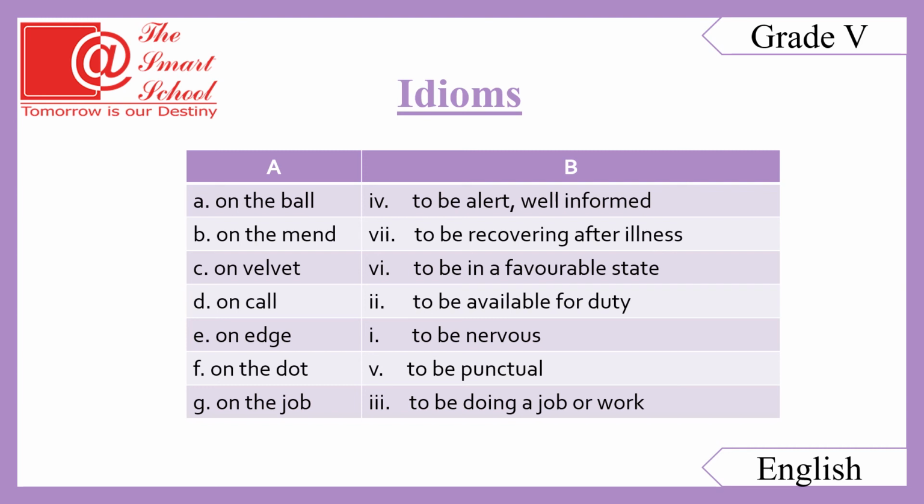I have written the numbers as well so that you can easily match columns A and B. The homework that you got today is question number 2 on the same page, textbook page 48, which says use the idioms above in sentences of your own. The idioms are on the ball, on the mend, on velvet, on call, on edge, on the dot, on the job. These seven idioms, you have to use them in sentences of your own. You have to do this homework, making sentences from these idioms in your grammar copy.